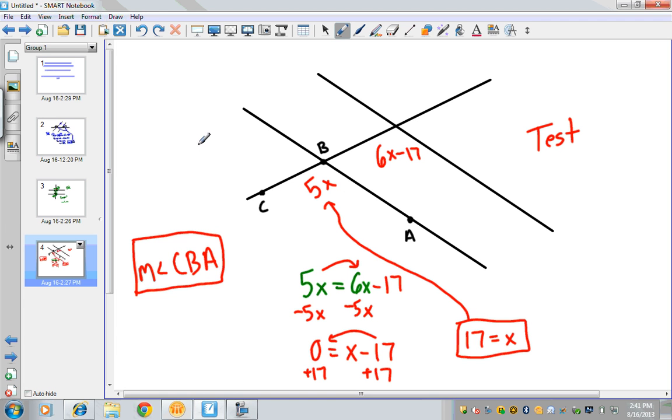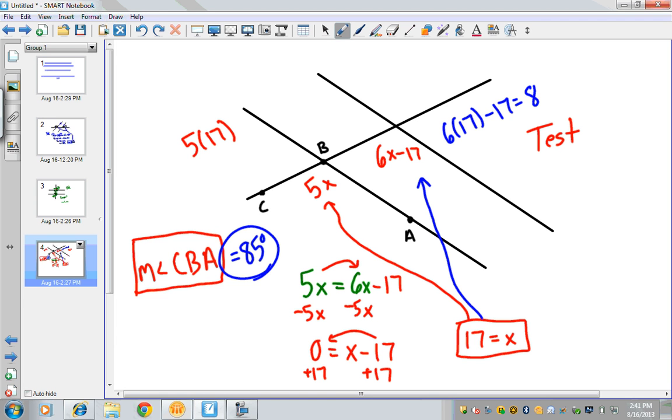So I'm going to take 5 times 17, and when I do that, I get 85 degrees. So this here, the measure of angle CBA, is 85 degrees. This is your final answer. Now, hopefully, you also checked your work and plugged 17 in for the other expression to make sure it's right. So 6 times 17 minus 17 equals 85. Okay, we checked our work. We're good. So our final answer is going to be 85 degrees.